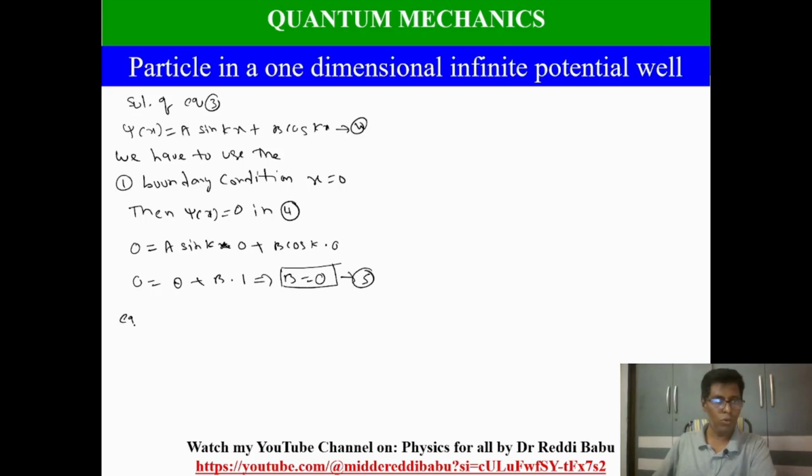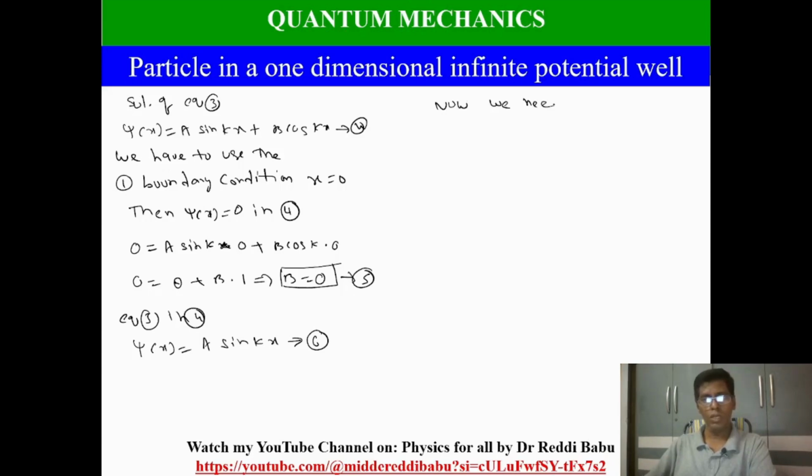Now what do we have to do? Substitute the fifth equation in the fourth equation. Now what will I get? Psi of x is equal to a into sin kx. Let us say this is the sixth equation.